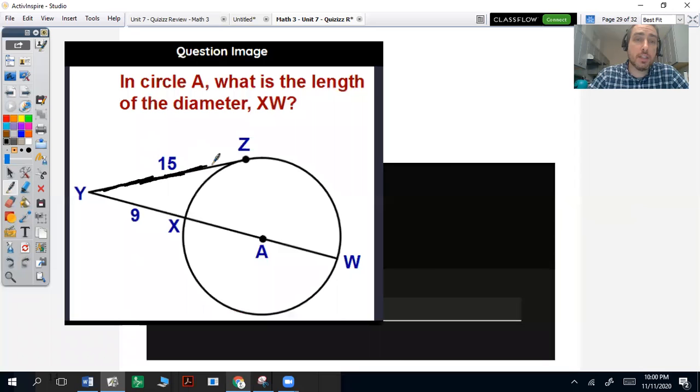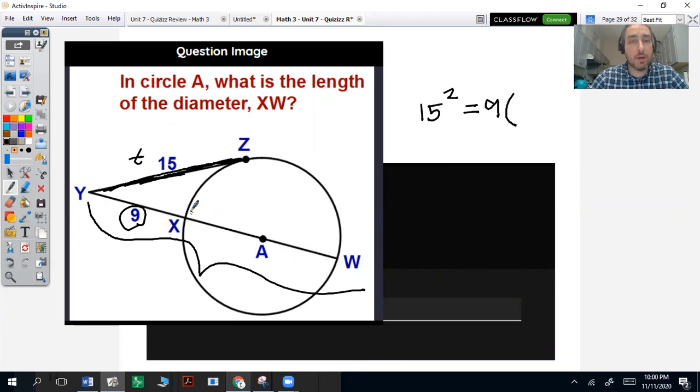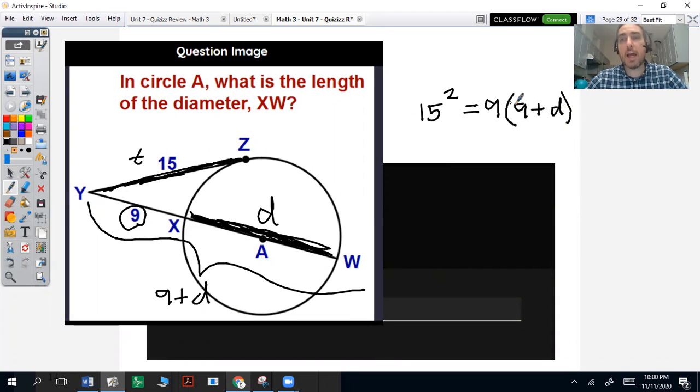So the tangent is the segment that only touches the outside of the circle. That's your tangent. So it's going to be 15 squared. And then we're going to set it equal to the outside part, which is 9, multiplied by the whole thing. Well, the whole thing, the diameter, we're trying to find the diameter. Diameter is from X to W. So we'll just call that D, okay? So it's going to be 9 plus D for that whole segment length, 9 plus D. So notice the 9 got repeated because it's part of the whole length, but it's also the outside.